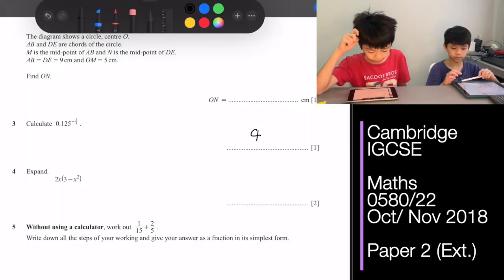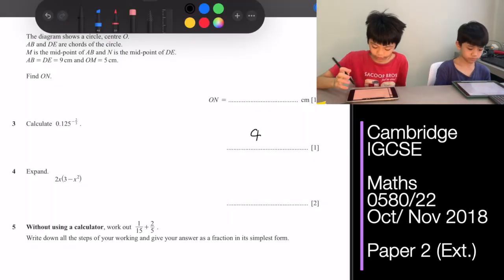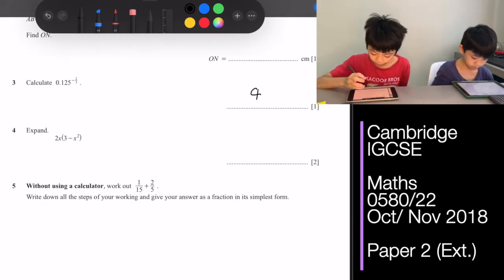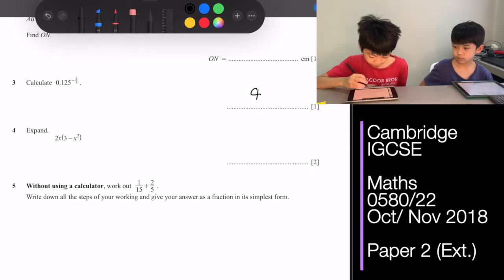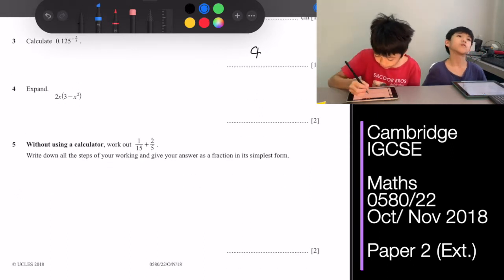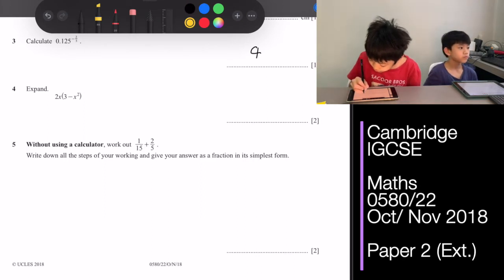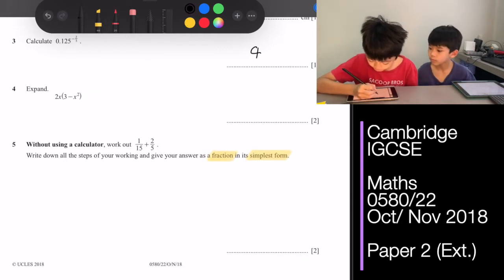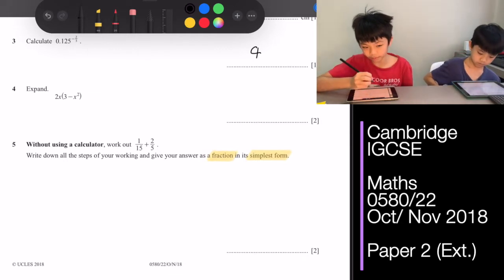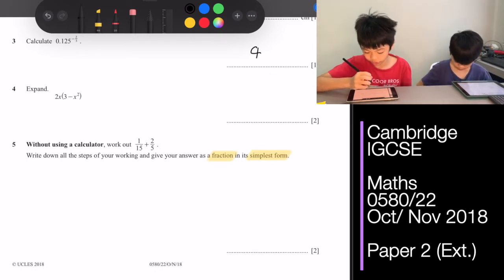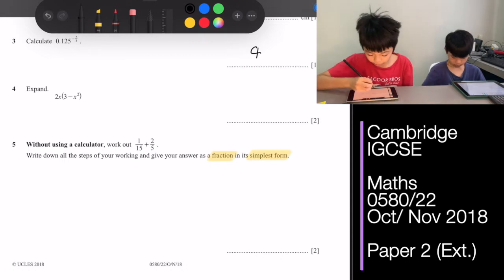For question 5, without using a calculator, work out 1/15 plus 2/5. Give your answer as, okay, so the keywords, simplest form, we need to put it in the simplest form and as a fraction. They never told us what type of fraction. So I'm guessing it's not a mixed fraction, not an improper fraction. Or if it is, you can put both.